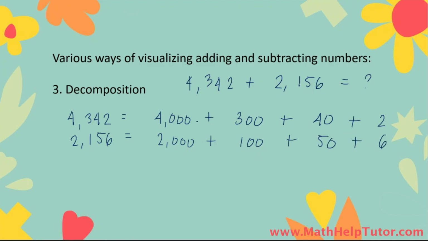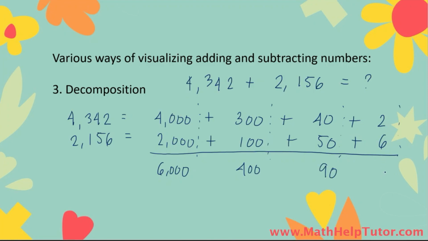Now we're going to add each value of each place. Okay, so we're going to do the thousands place separately, the hundreds place separately, the tens place separately, and the ones place separately. So let's put a line here so that we can separate the answer from the decomposed numbers. So 4,000 plus 2,000 is 6,000. 300 plus 100 is 400. 40 plus 50 is 90. And 2 plus 6 is 8.